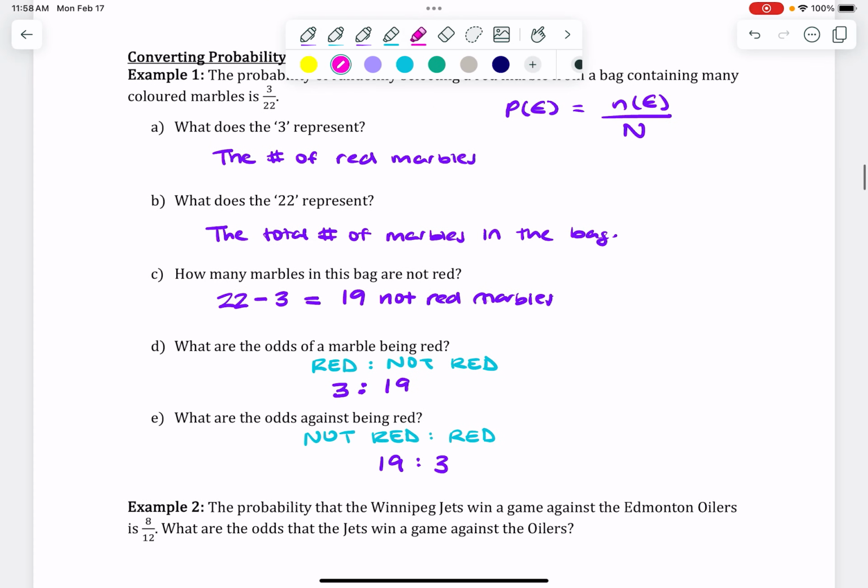A really important thing about probability is that the denominator does not show up in my odds. That number is not present. And that's probably the biggest mistake that I see: people look at a probability of 3/22 and go, well, the odds must be 3/22 or 22/3. That's got to be right. But that is not the case. That second part of the odds represents the difference between the denominator and the numerator.